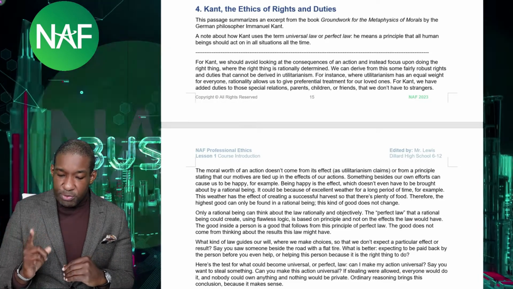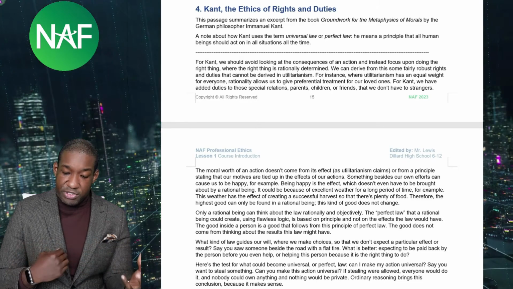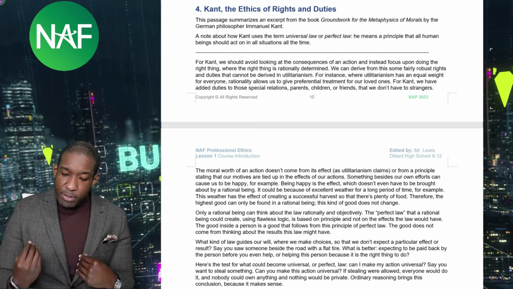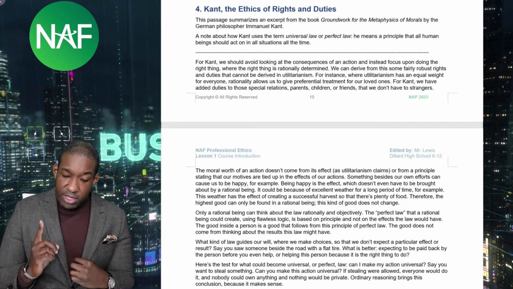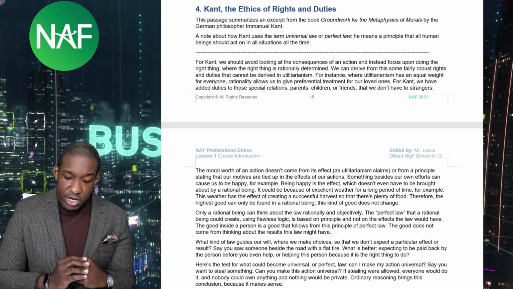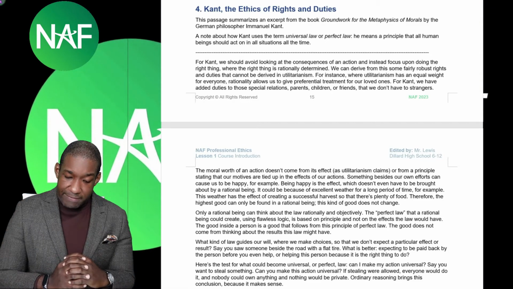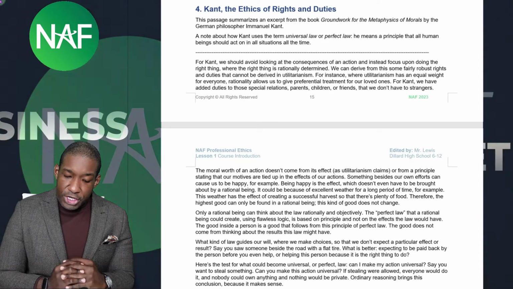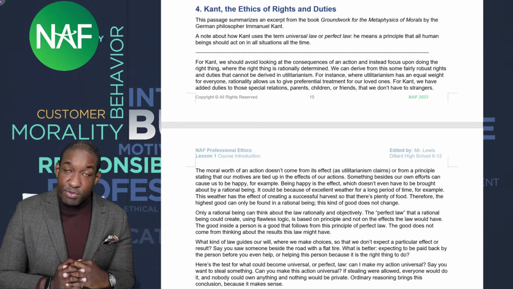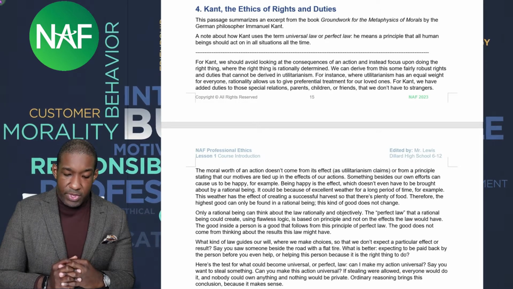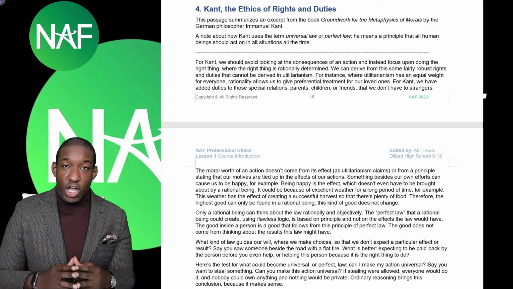Only a rational being can think about the law rationally and objectively. The perfect law that a rational being could create using flawless logic is based on principle and not on the effects the law would have. The good inside a person is a good that follows from this principle of perfect law. The good does not come from thinking about the results this law might have.